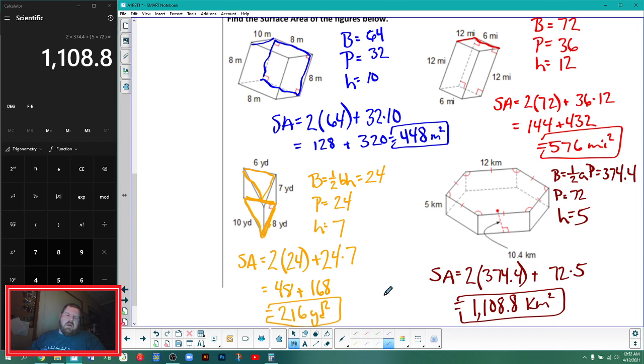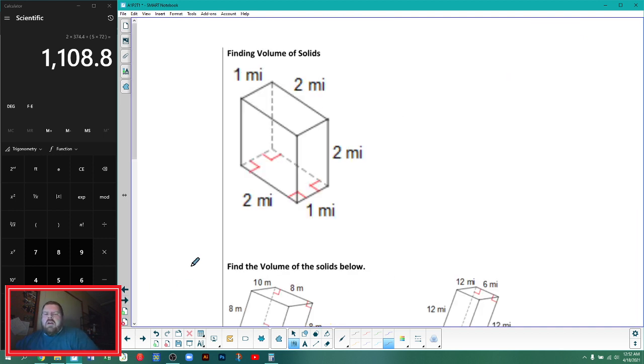Okay, all right. Let's go on to the next page. We're going to take a look at volume. Okay, finding volume of solids. We want to find all the 1 by 1 by 1 cubes that fit inside this thing. So if this thing is 1 mile this way, 2 miles this way, and 2 miles this way, we could actually, kind of plot this one out. If I think about it, there's only 2 cubes that fit going this way. So like there's one of them.